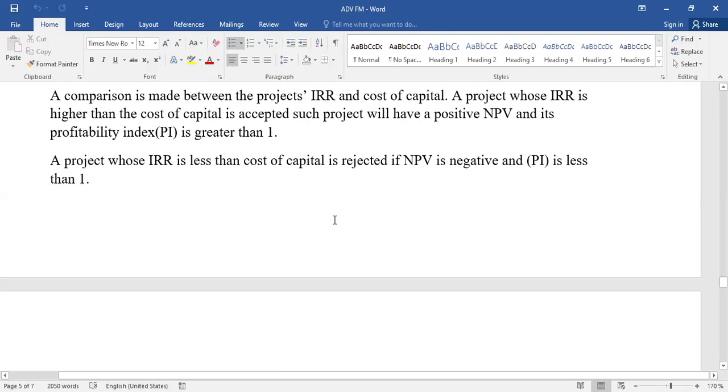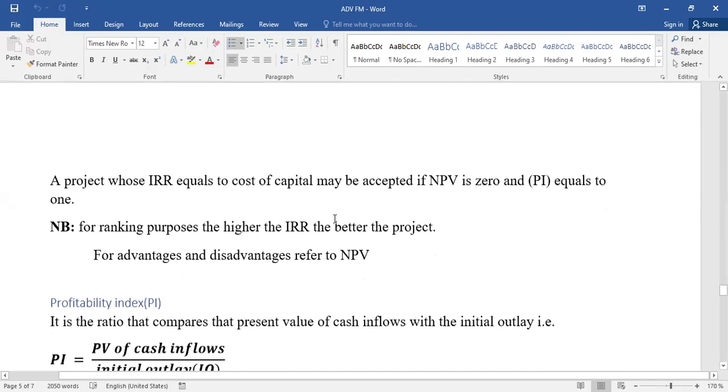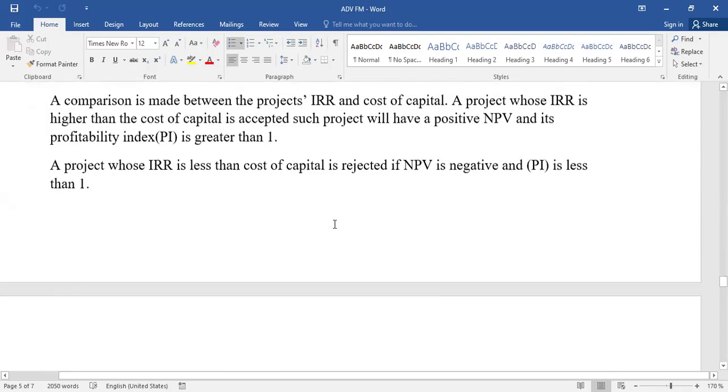So it means if you get the NPV positive, you are going to be getting an IRR which is greater than the cost of capital, right? That is the case, and the PI should be greater than 1. A project whose IRR equals the cost of capital may be accepted if NPV is 0 and the PI equals 1. For ranking purposes, the higher the IRR, the better the project. The advantages and disadvantages, you can refer to the other ones which we have learned before.